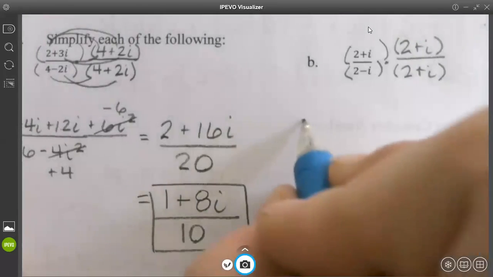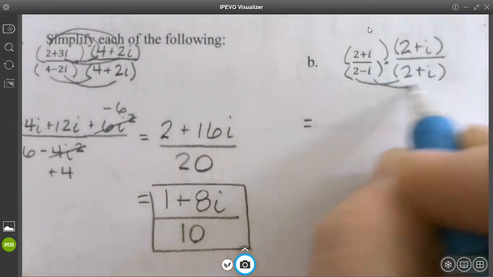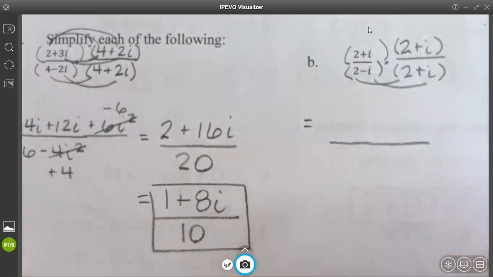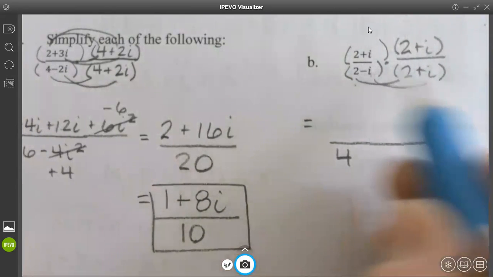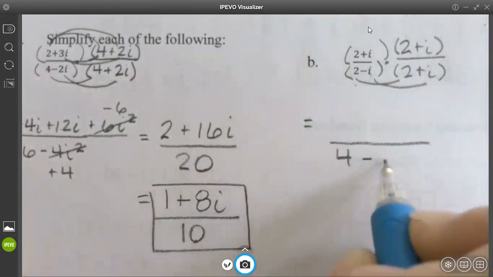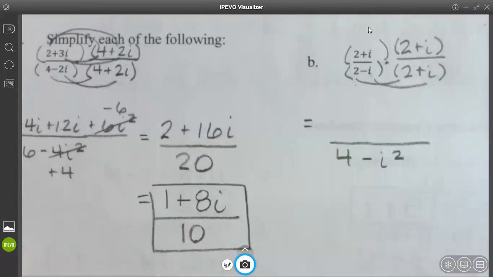So we can cheat on the bottom and only do the first and the last because they're conjugates. So 2 times 2 and negative I times I. Negative I squared, always takes one at the bottom. Always, always at the bottom.